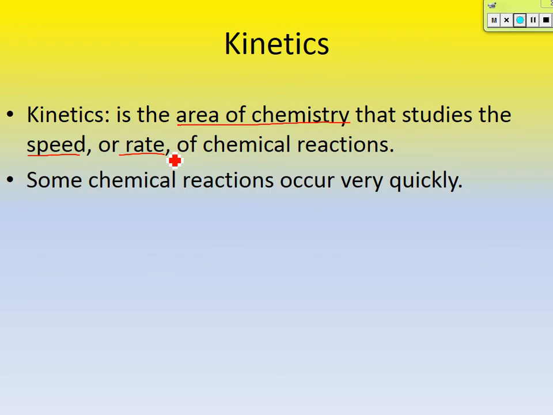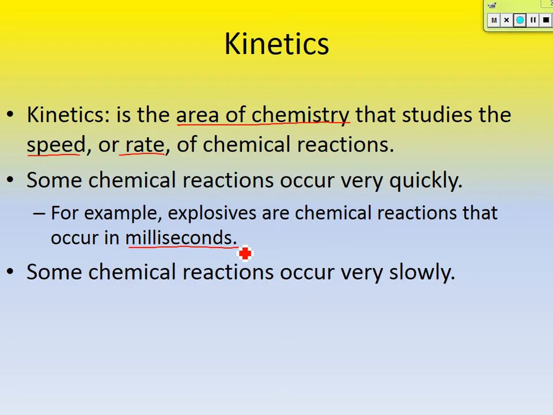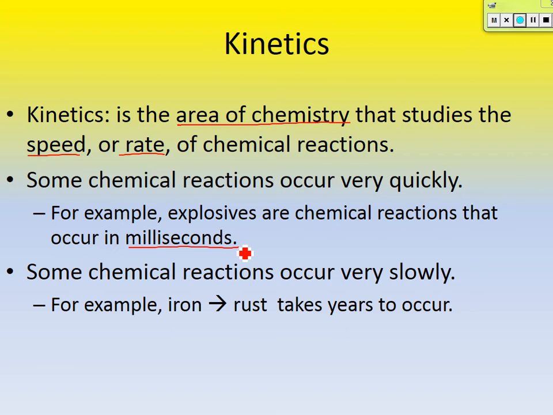Like we just talked about, some chemical reactions occur very quickly. For example, explosives. They need to occur within milliseconds. That's what makes them explosive. They happen very quickly. But some chemical reactions occur very slowly. For example, rust, like we just talked about, iron forming iron oxide. This process where rust is forming can take years or decades in order to occur.